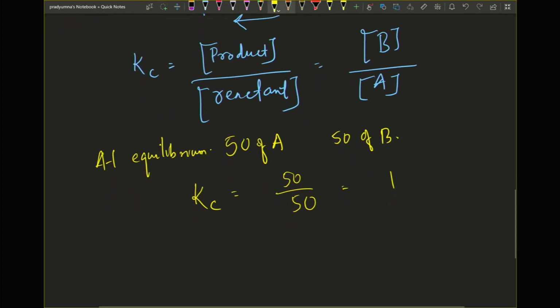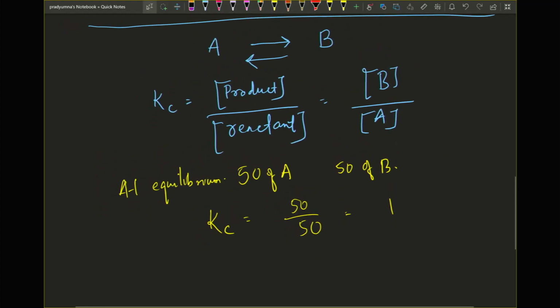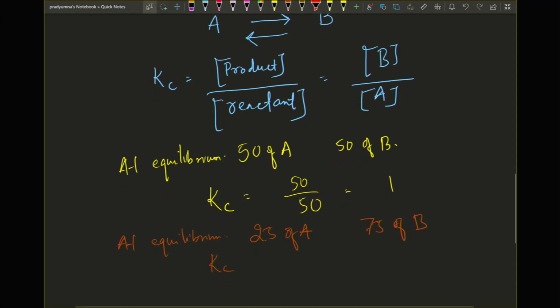Well, let's have another example. Let's say at equilibrium you have 25 of A and 75 of B. You guys get it? So once equilibrium is achieved in a different reaction, with different A and different B, we have 25 of A and 75 of B. So can you find out the equilibrium constant for this particular example? You can pause the video here.